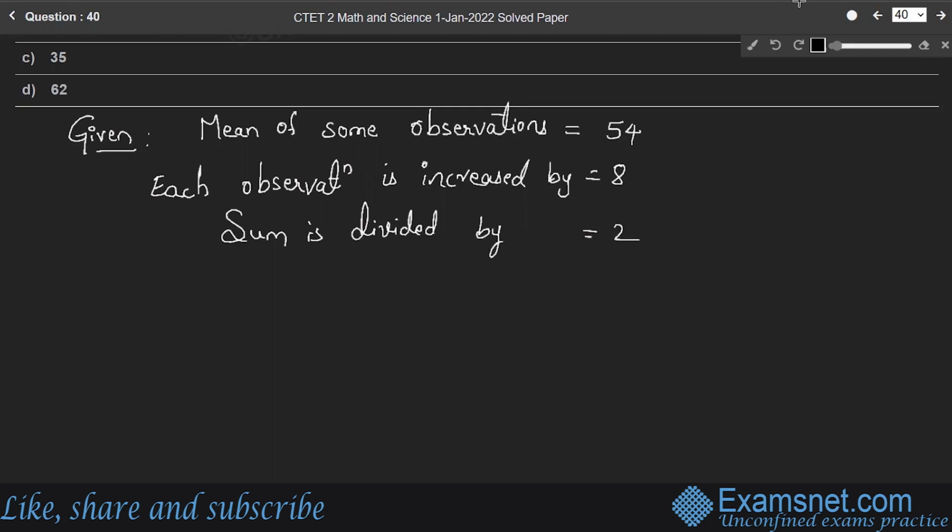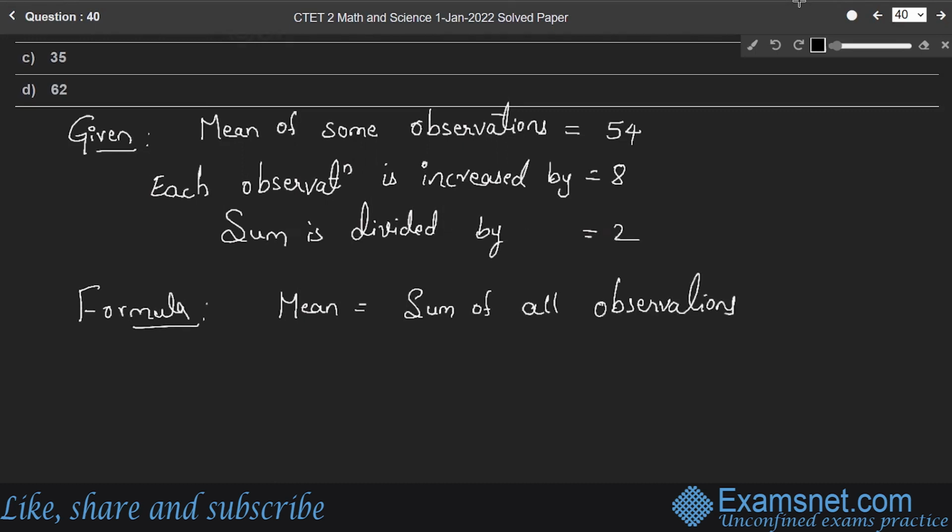So here concept used or formula to be used is mean is equal to sum of all observations divided by total number of observations. So formula is mean is equal to sum of all observations divided by number of observations. Right? Or total number of observations.